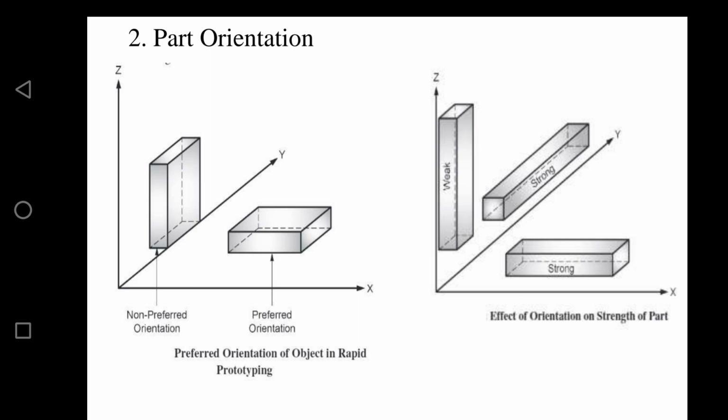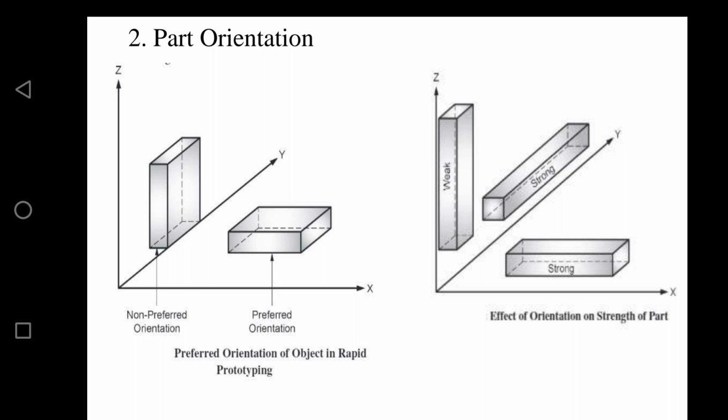In order to reduce the prototyping time, prototyping cost, number of layers, and material requirement, the part should be oriented with minimum height. You can see it here in the first picture. If you want to reduce these, the part should be oriented with minimum height. The height should be less in the Z direction.